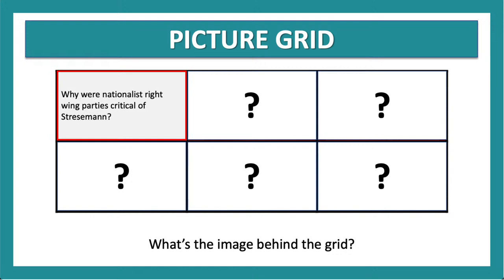Why were nationalist right-wing parties critical of Stresemann? Okay, it might tie in a little bit with what Rocky was just talking about a moment ago. That might be a clue. There might be other reasons as well, of course. What do we think? What could be the right-wing criticism of Stresemann's government? Shall we have a look?